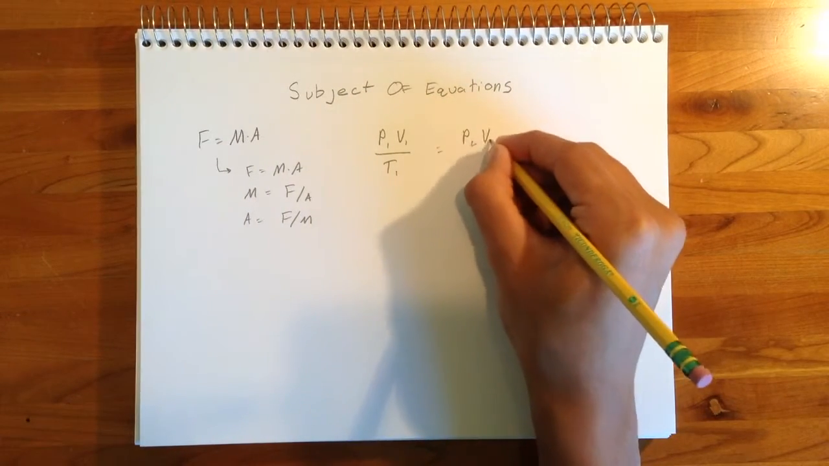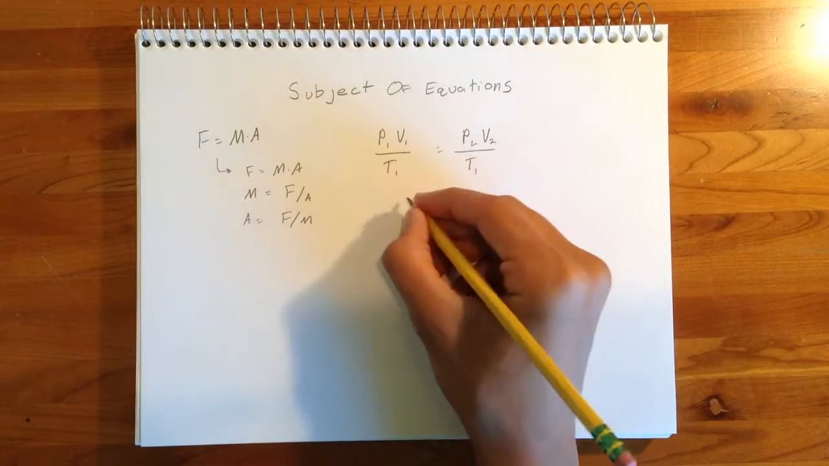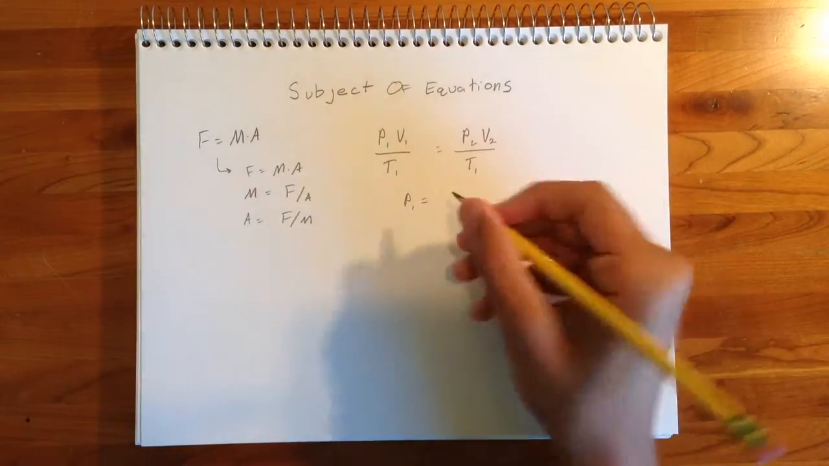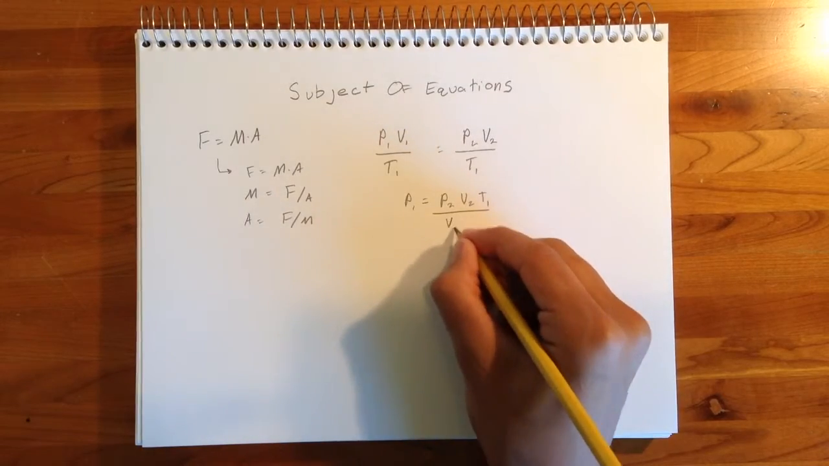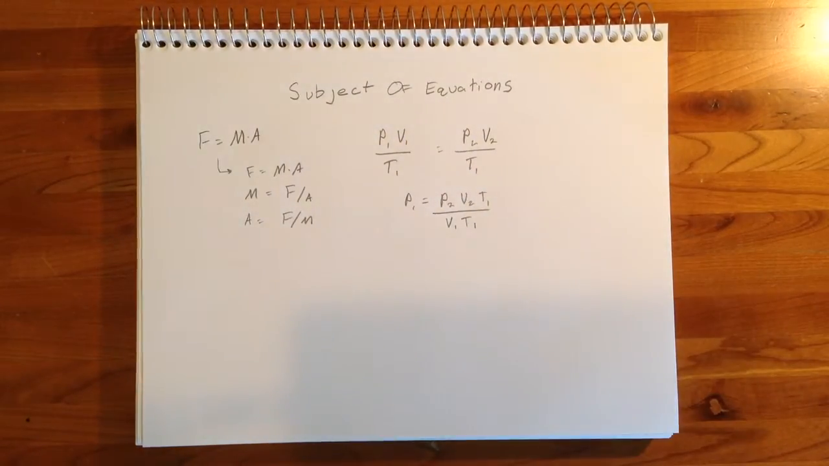Another example would be working with the combined gas law. This is kind of complicated. There's 6 different variables here. So it would be how to change that around so that you can more easily extract what information you need from what information you have.